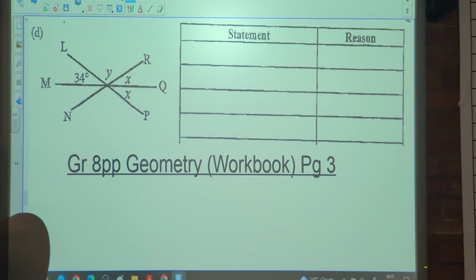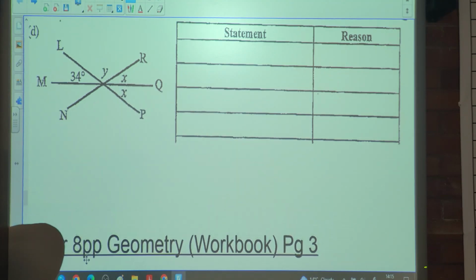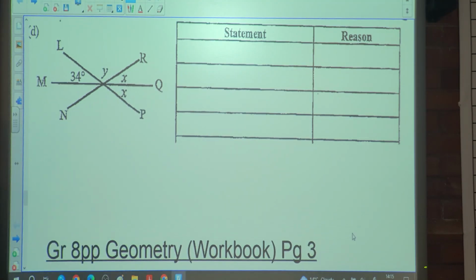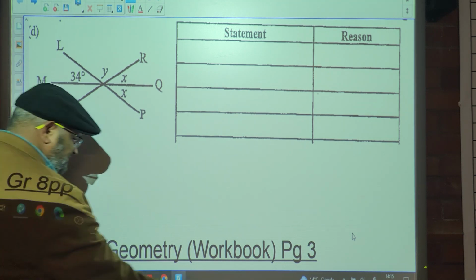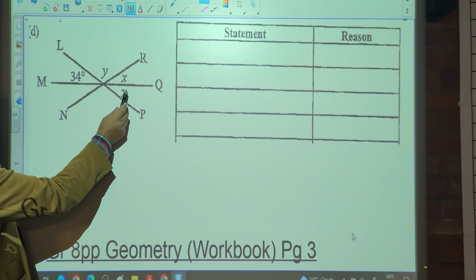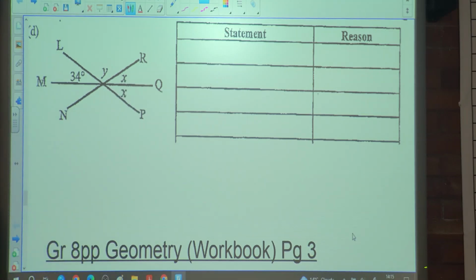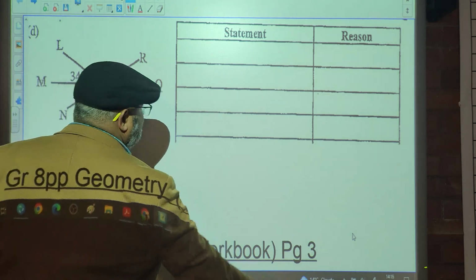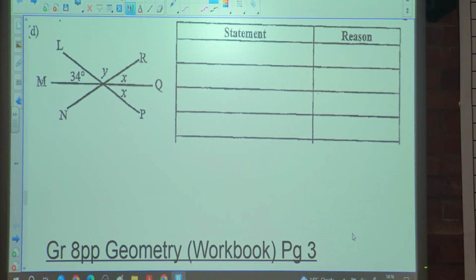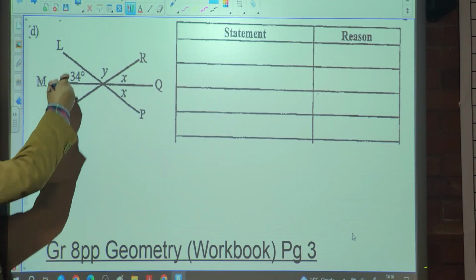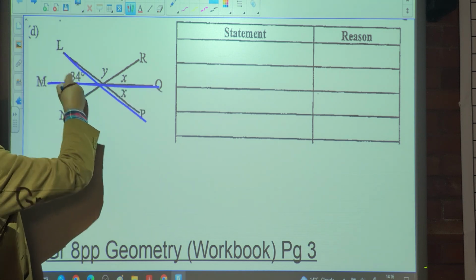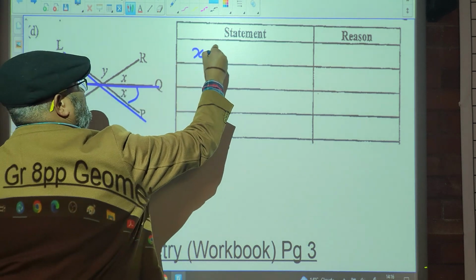D. You've got 34, y and x. How are you going to solve for x? Is this x1 and x2? No, it's just an x. You don't call it x1 and x2 unless it's marked x1 and x2. So how do I calculate x? Vertically opposite angles. So x is equal to 34 degrees.